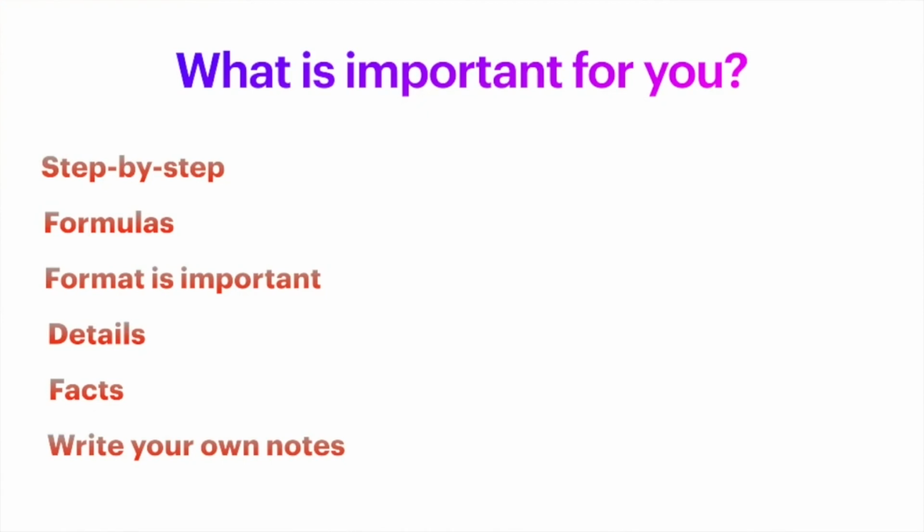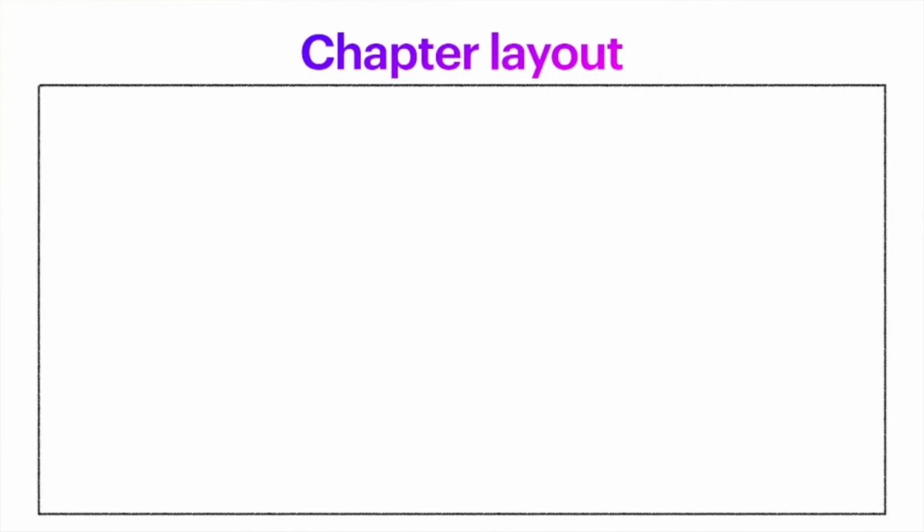Now let's look at how you write theory. When you look at a theory chapter, let's have a look at this screen. When you look at a theory chapter, always first look at the chapter name. Write it down on a piece of paper at the top. Now look at how many headings there are in the chapter.